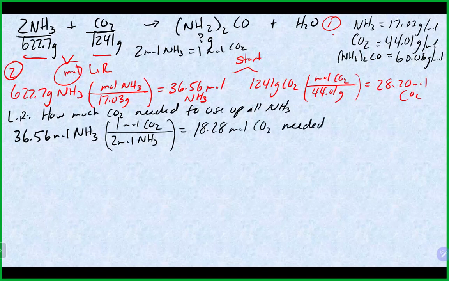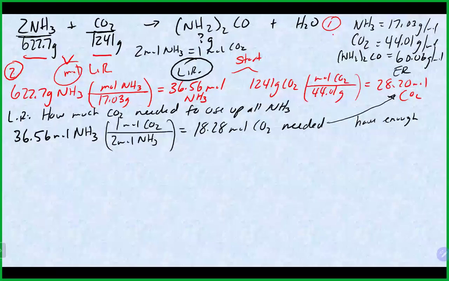So once again, at this point, we're going to compare it to our starting amount of CO2. And we can hopefully clearly see that I have 28 I started with. I only need 18. I have enough in this case. And that would mean that this guy is going to be our excess reagent. And this guy here will be our limiting. Any question on that determination?